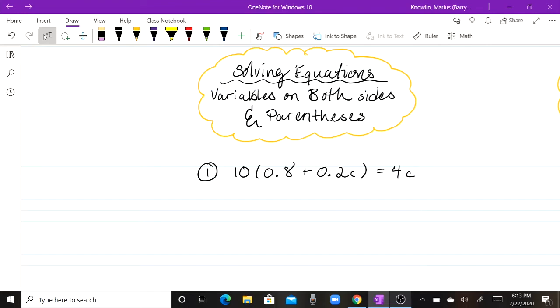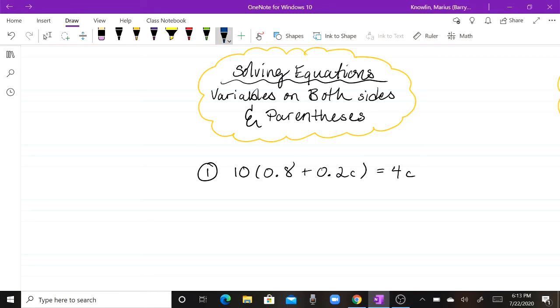Today's lesson is going to be about solving equations, including variables on both sides and including parentheses. Okay, so let's go ahead and take a look at number one. Number one tells us 10 times the group of 8 tenths plus 2 tenths c equals 4c.